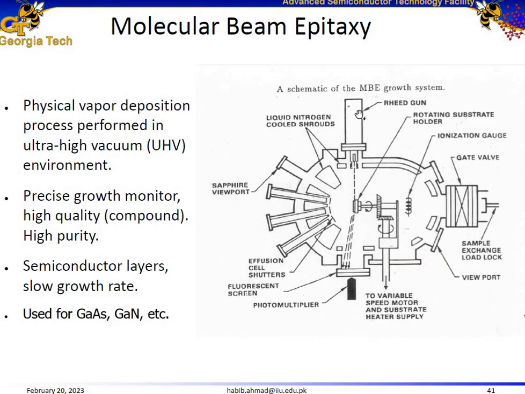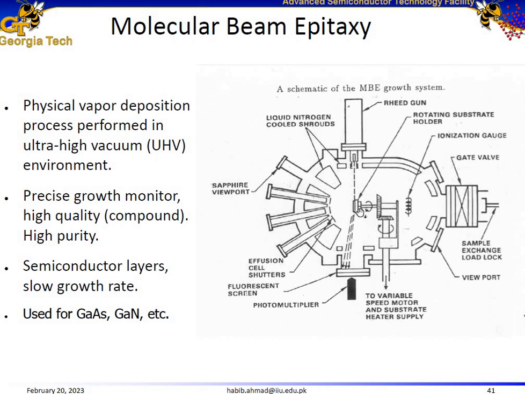Another kind of technique is called molecular beam epitaxy. It's an exciting technique. It's a physical vapor deposition technique. By physical vapor deposition, we mean that individual atoms are evaporated and they get deposited on top of your substrate. For example, you might like to deposit silicon on top of another substrate, consider gallium arsenide.